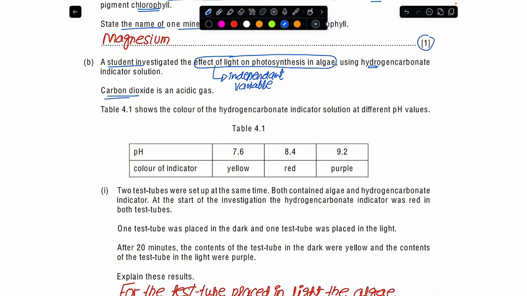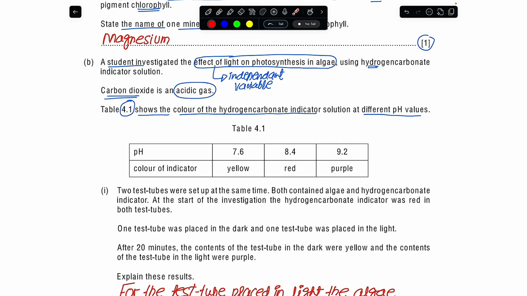Now they tell us themselves that carbon dioxide is an acidic gas, and if its concentration would rise, it would make the surrounding solution acidic, lowering its pH. They tell you that this table 4.1 shows the color of hydrogen carbonate indicator solution at different pH values. Now, if the pH of the solution is 8.4, the color of the hydrogen carbonate indicator is red. And if the pH becomes alkaline, that is 9.2, here the color is becoming purple.